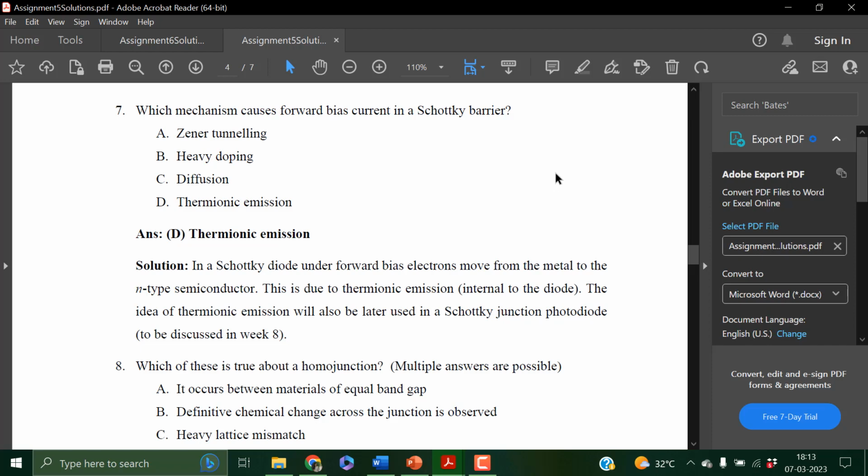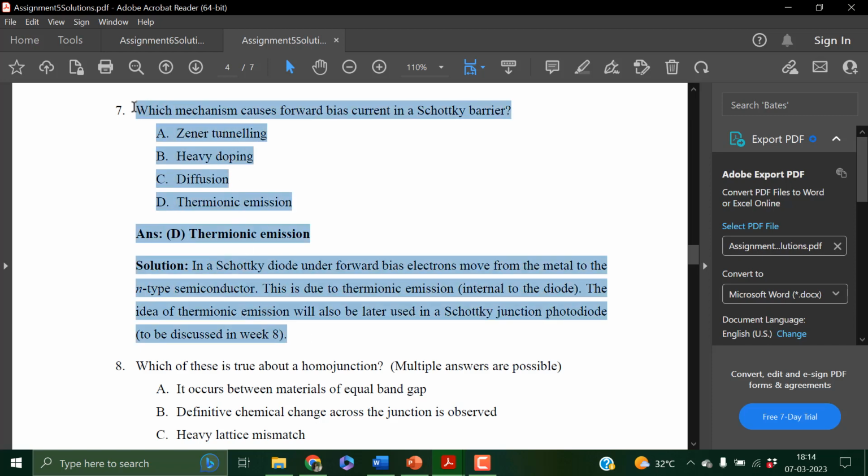Like in the solution sheet, I thought it is given that in a Schottky diode, under forward bias, electrons move from the metal to the n-type semiconductor, right? Under forward bias, the electrons will move from semiconductor to metal, madam. Okay, it's not the case; that's reverse.